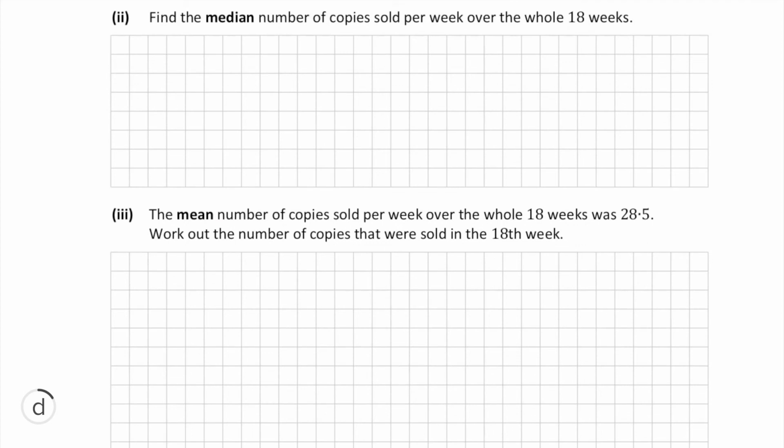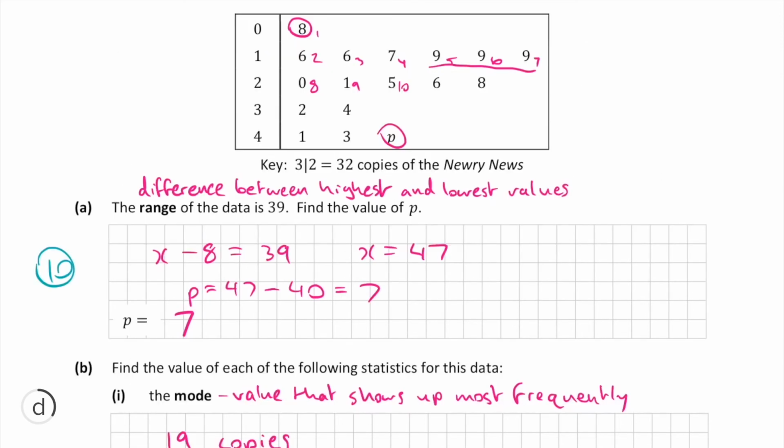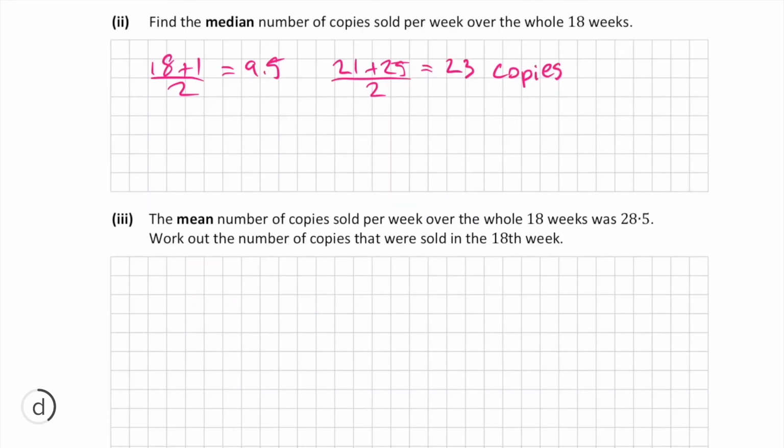In part 2, we again have to find the median number of copies sold. However, instead of having 17 total values, this time we have 18. So we take 18 and add 1 and divide it by 2, which gives us 9.5. This is between the 9th and 10th value, so we have to add the 9th and 10th values together and divide it by 2 to find our median. From our stem and leaf plot, we can see that the 9th and 10th values are 21 and 25. So when we add 21 and 25 and divide by 2, we get 23 copies, which is the new median.